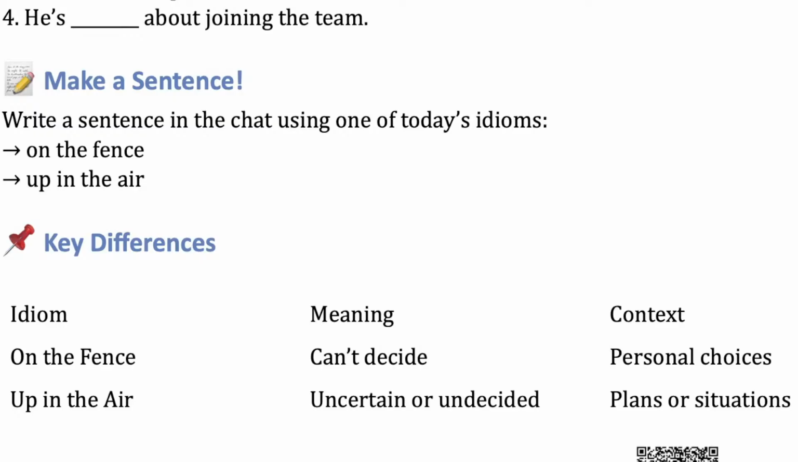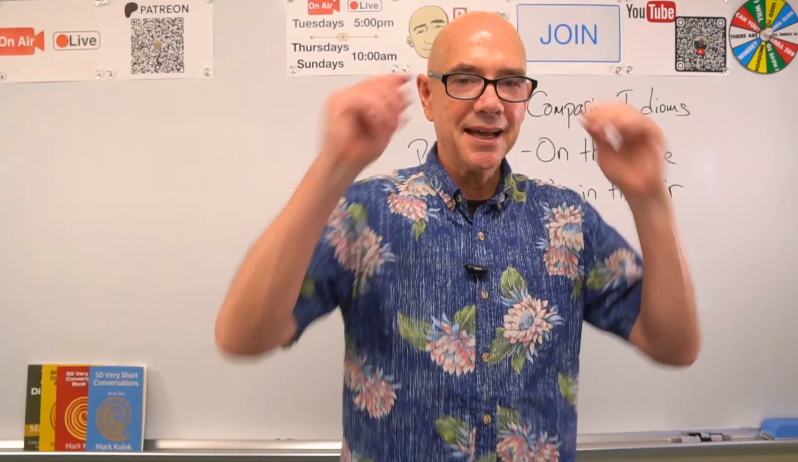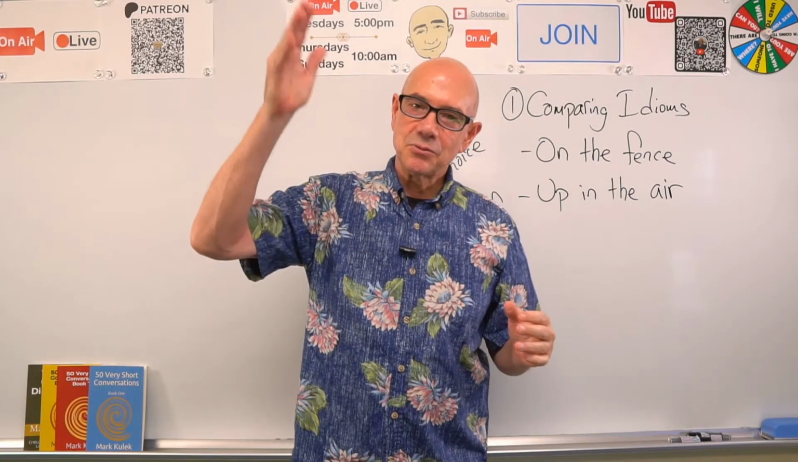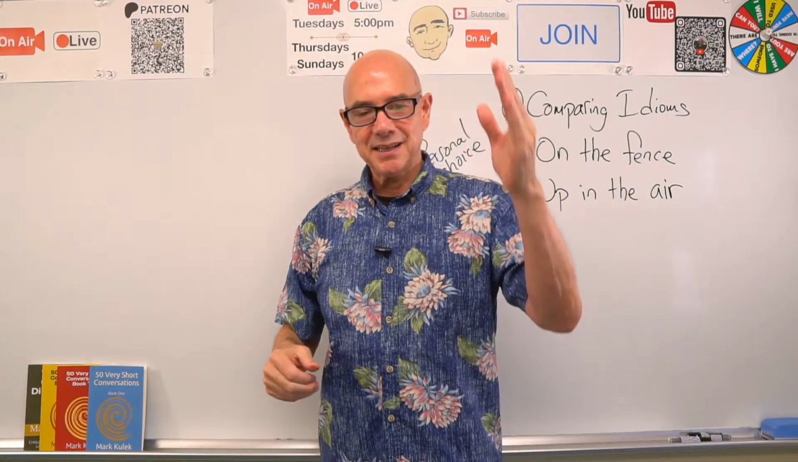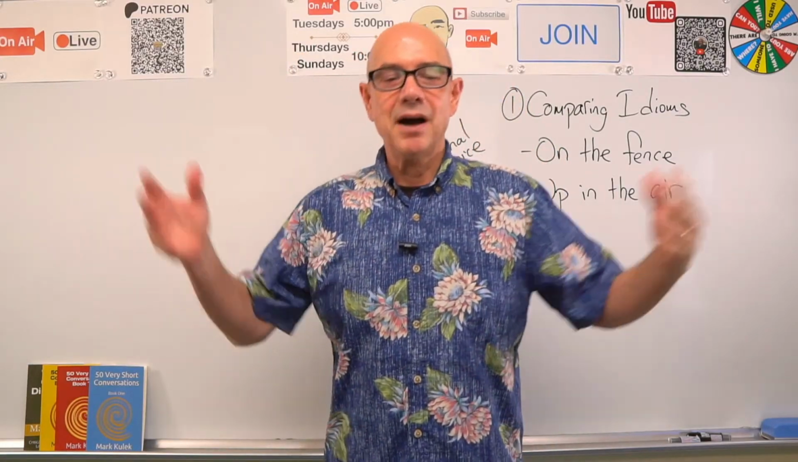Good, Emilio. Good. So we just want to change your sentence a little bit. I don't know what to order. Pizza or tacos tonight? I don't know what to order. Okay, Emilio, I don't know what to order. Pizza or tacos tonight? I'm on the fence.